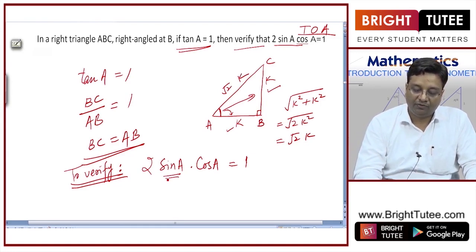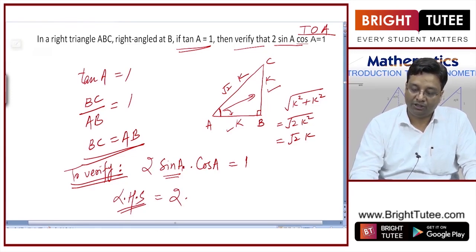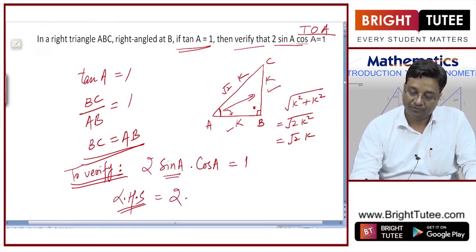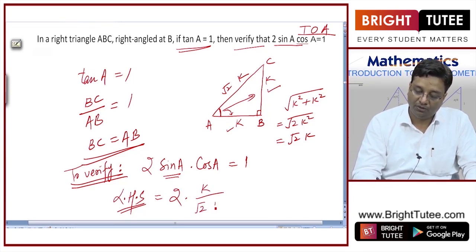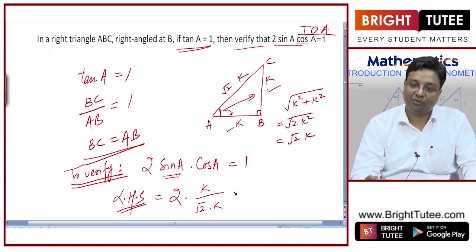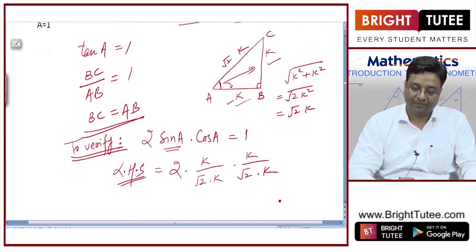So what is sine of A? Let's do it here itself. What is the left hand side here? 2 sin A cos A. So 2 into, what is sin A? Opposite by hypotenuse. What is opposite? K by hypotenuse. What is hypotenuse? Root 2K. Okay. What is cos A? Adjacent upon hypotenuse. What is adjacent side? K. Hypotenuse again root 2K. Right.